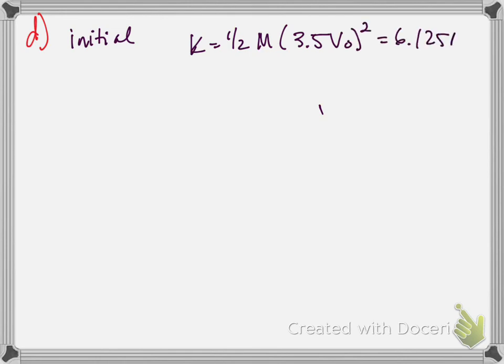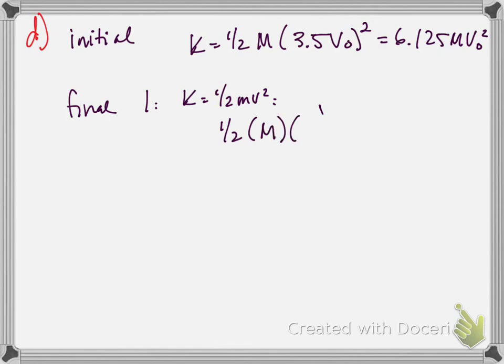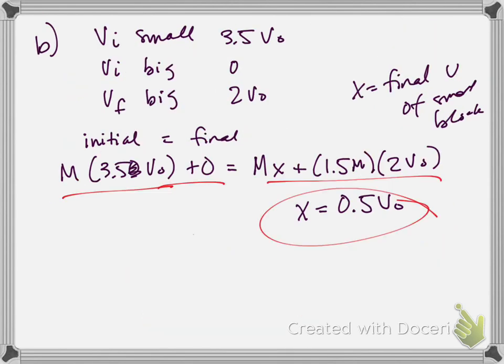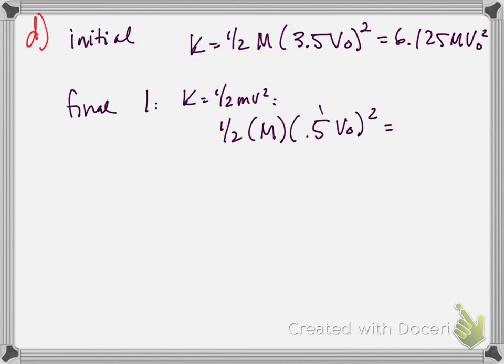So the initial kinetic energy, just the little block is moving, right? 1/2 M, and it's moving at a speed of 3.5 v naught, squared. So I get 6.125 m v naught squared. That's the initial. Then final, we have block 1, which is 1/2 m, and it's moving at 0.5 v naught, squared. Remember, we calculated that back here, right? That's the final speed of block 1. So for that, I get 0.125 m v naught squared.